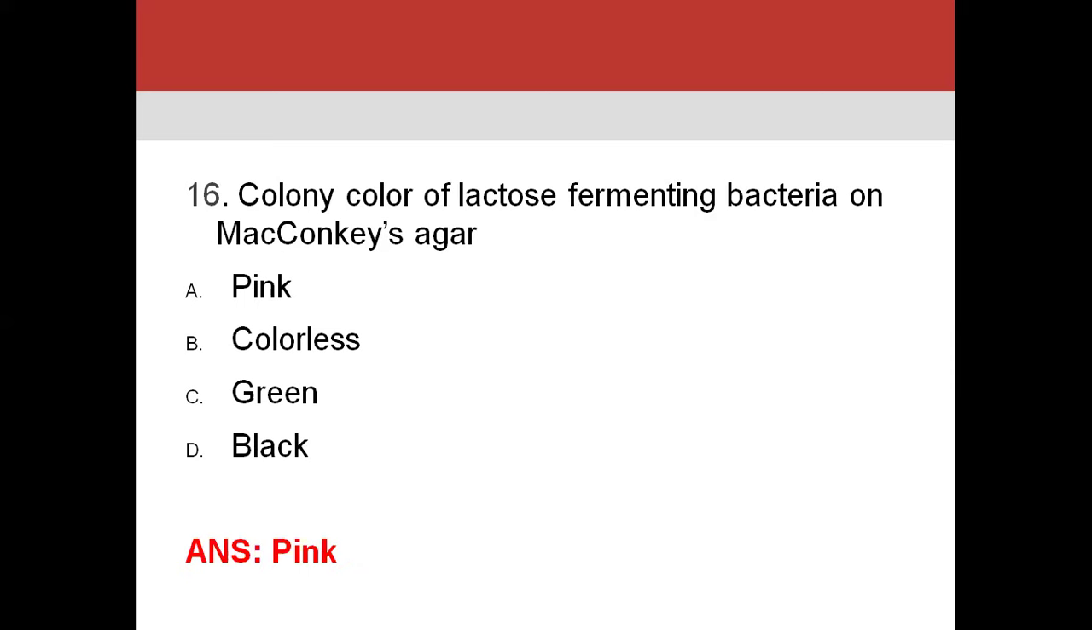MacConkey's agar medium is the selective medium for gram-negative bacilli. Based upon the ability to ferment lactose, they are mainly classified into three types: lactose fermenters, non-lactose fermenters, and late lactose fermenters. Lactose fermenters produce pink colonies on MacConkey's agar. Non-lactose fermenters produce clear or colorless colonies. Late lactose fermenters produce pink colonies on prolonged incubation.